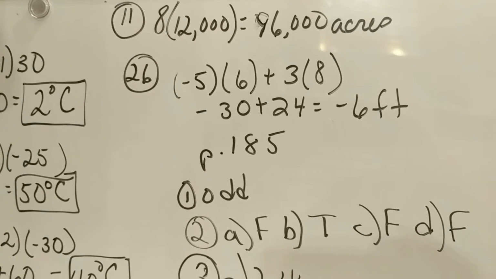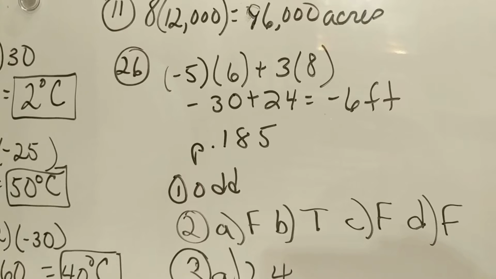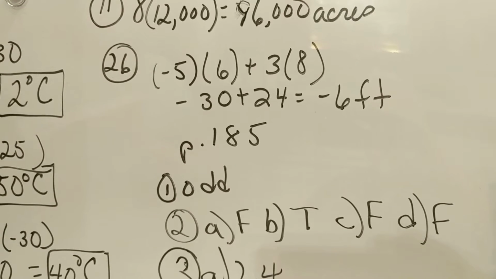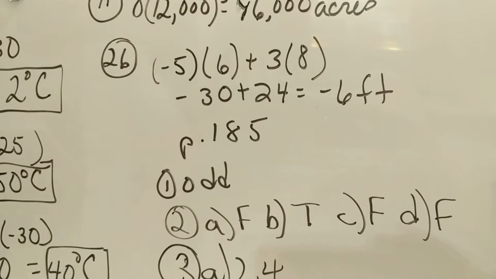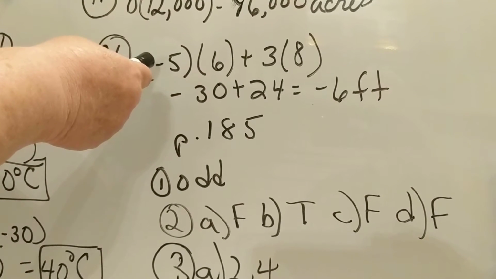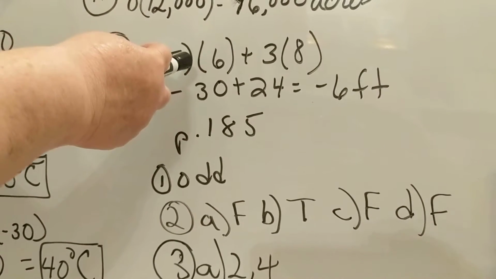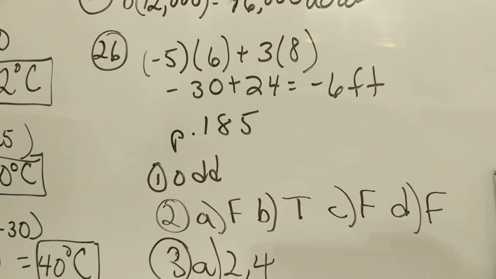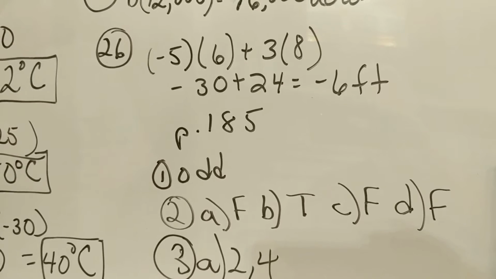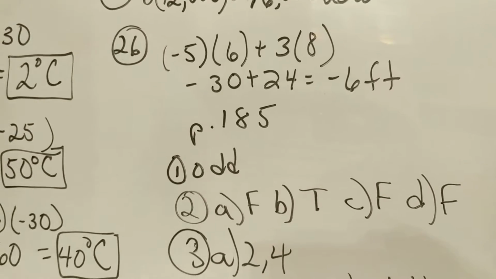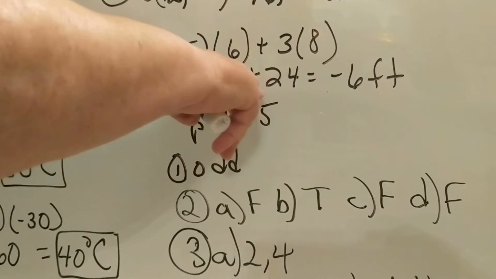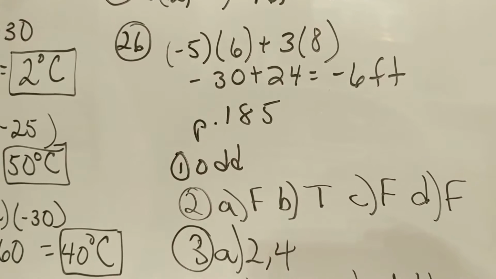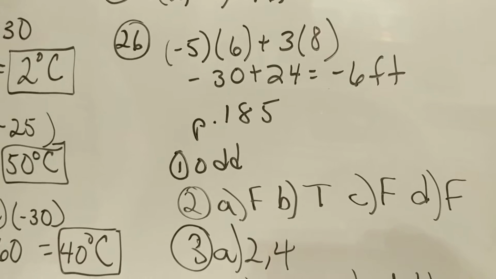Number 26 is the one about the hot air balloon. This hot air balloon descends, that means goes down, at the rate of 5 feet per minute for 6 minutes, and then it rises 3 feet per minute for 8 minutes, and it wants to give a net result. So that'd be -30 down and 24 up, so -6 feet. It's down 6 feet from where it started.